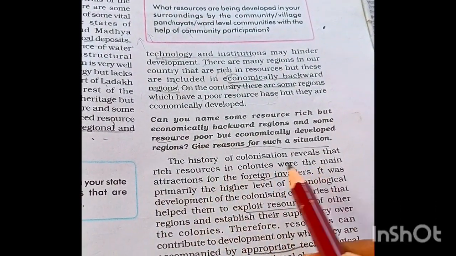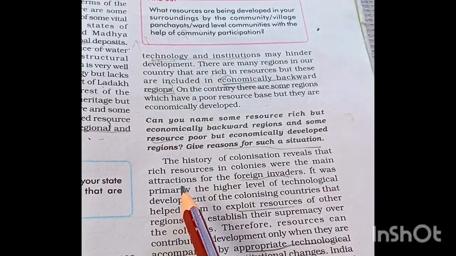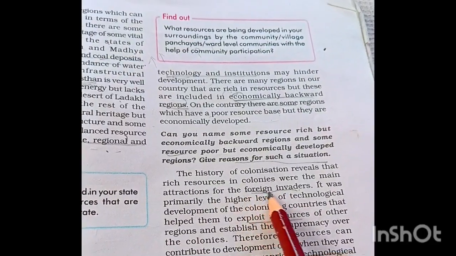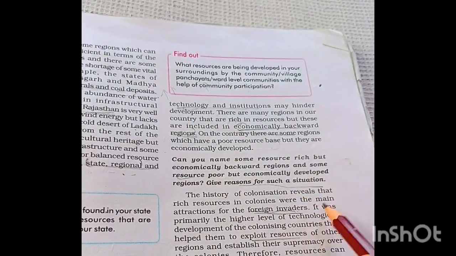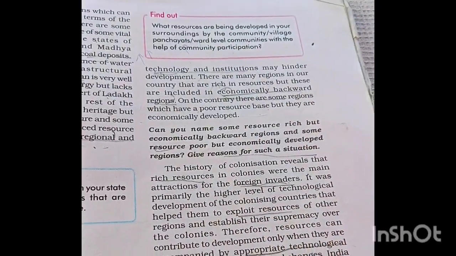The history of colonization reveals that rich resources in colonies were the main attractions for foreign invaders. India back then, when the British, Dutch, and French were coming, we were really rich in resources, but we didn't have institutions. Why?